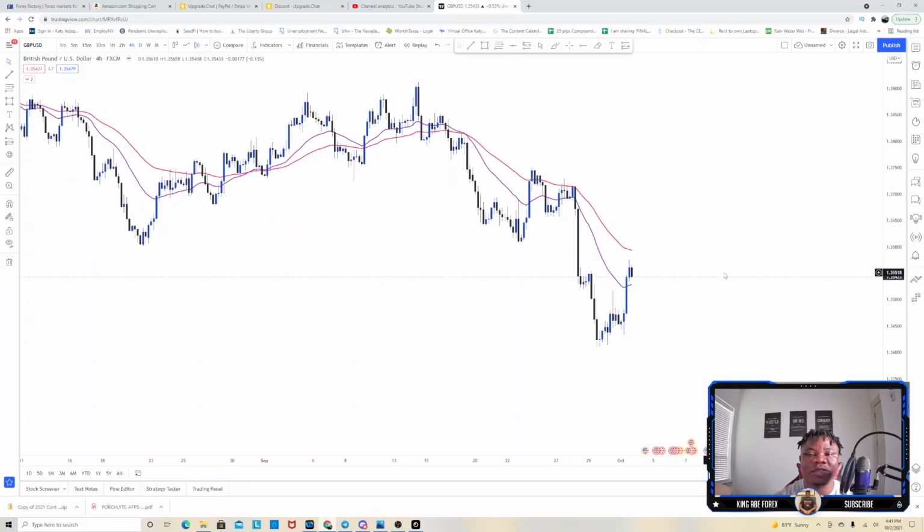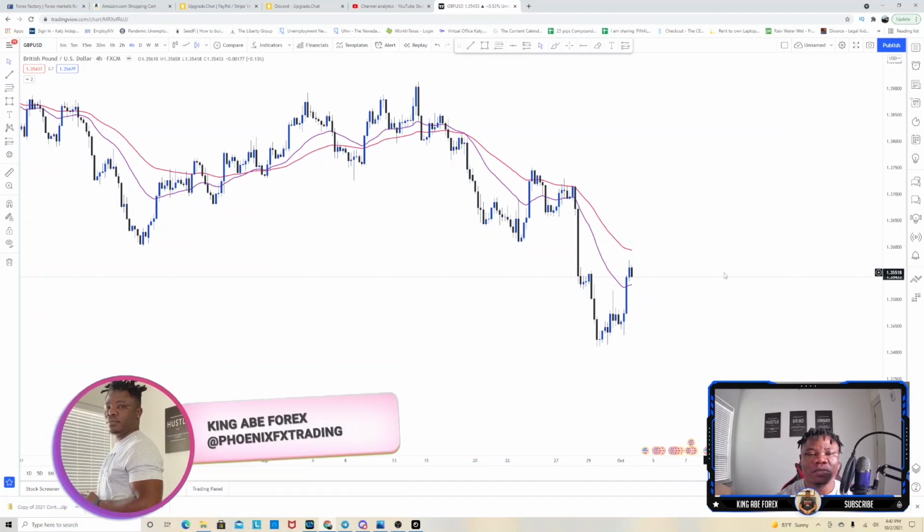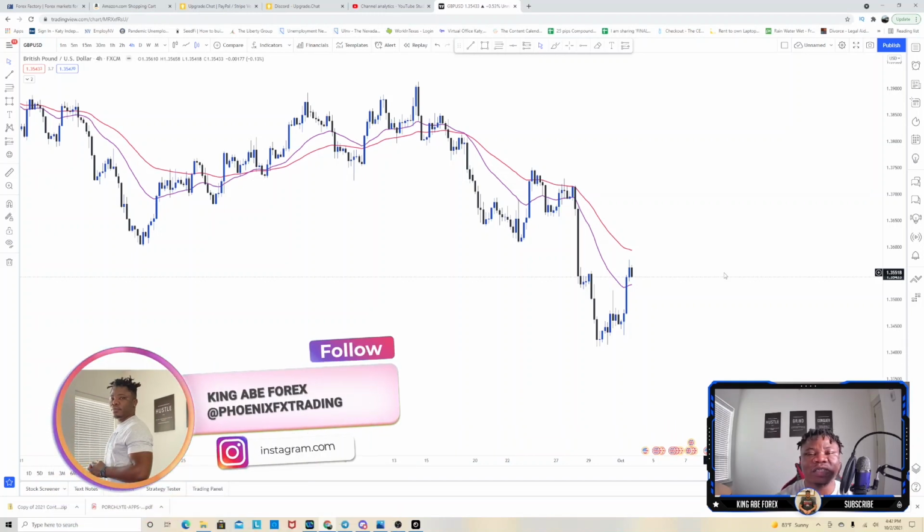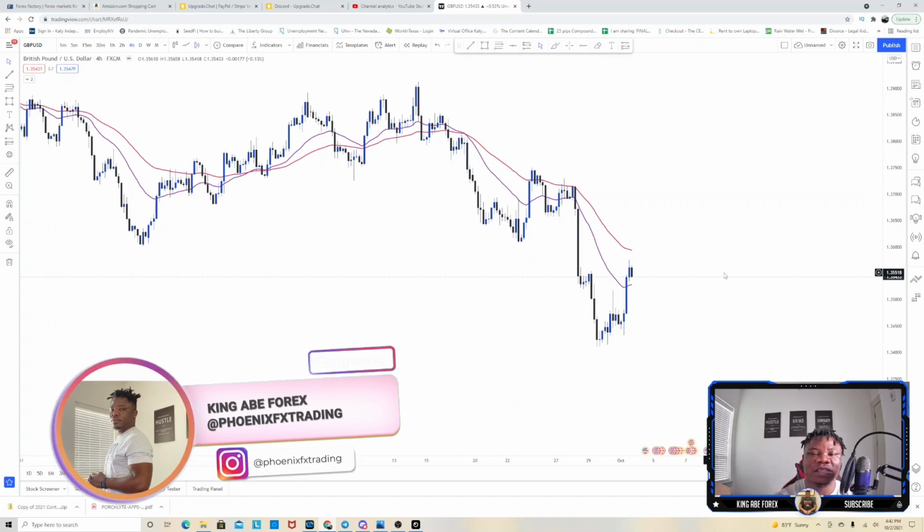For this scalping strategy, we're going to be looking at GBP USD, and we're actually going to be looking at the 4-hour time frame, because we're going to be using the 4-hour time frame to look for our setups and our confirmations.